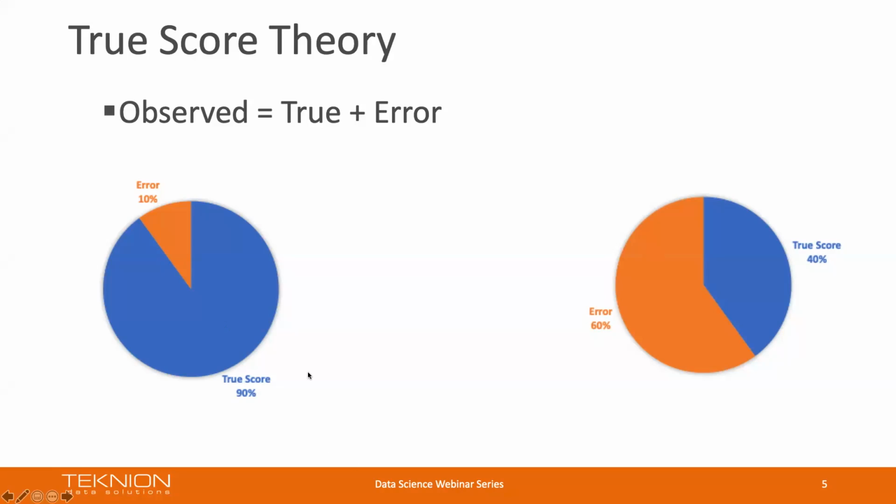I mean, the whole goal of statistical modeling is this orange part. We're trying to minimize that orange part. That's what we're going for. And that's what we're trying to do, is minimize that amount of error.